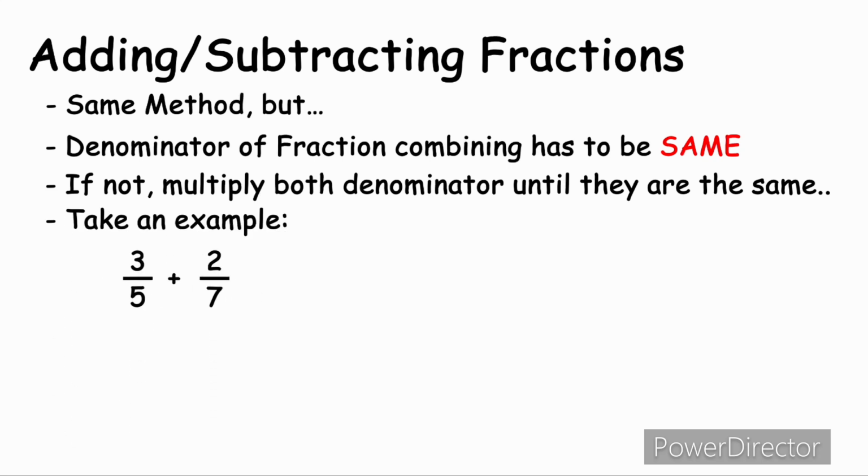Take this as an example. 5 and 7 are clearly not the same, so we will find the LCM of it. More strategies on LCM can be found on this video. But right now, the answer will be 35.